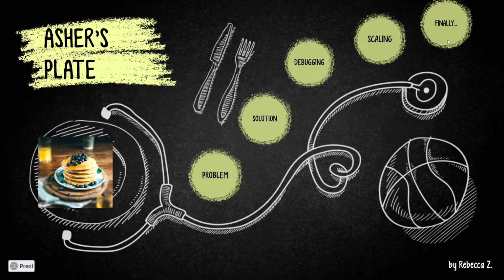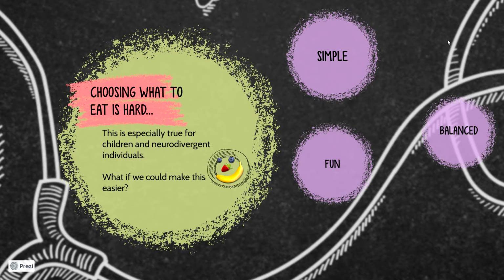So here we go. Now the problem is for him, choosing what to eat is hard. I know it's also hard for me, but I also have a larger list of things that I will eat. He, however, does not. So what if we could make that choice easier? I wrote my program to essentially be simple, to provide relatively balanced options, and at the end of the day, to have a little bit of fun so that it's something that he would want to go back and keep doing when it's time to find something to eat.